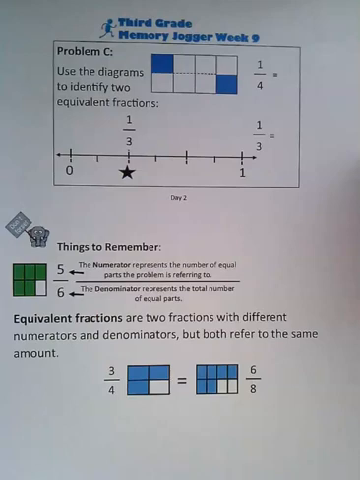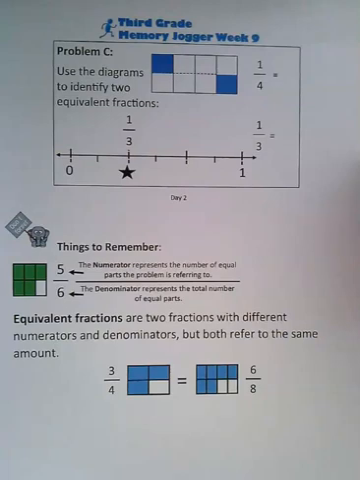Let's take a look at week 9, day 2, problem C. Use the diagrams to identify two equivalent fractions. We have several things we need to remember. The numerator represents the number of equal parts the problem is referring to, and the denominator represents the total number of equal parts. In this example, there are 6 equal parts, that's the denominator, and 5 of them are shaded. So we record this as 5/6.